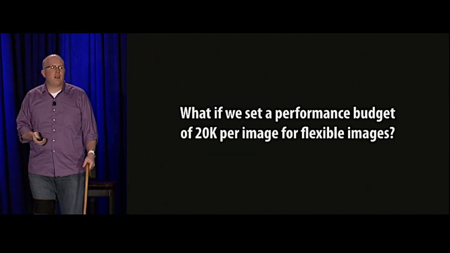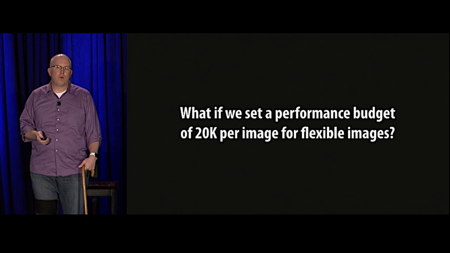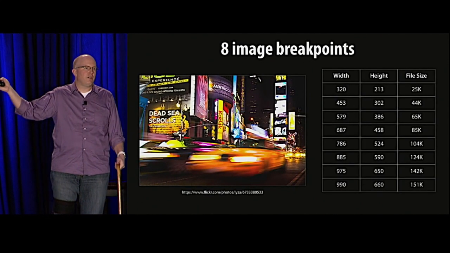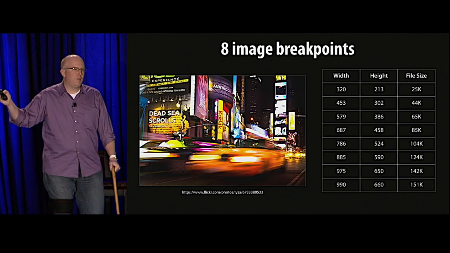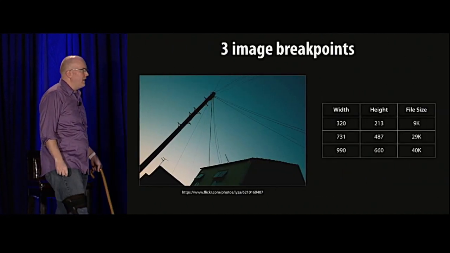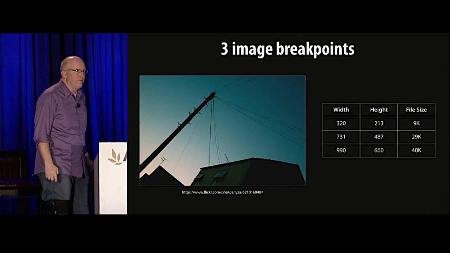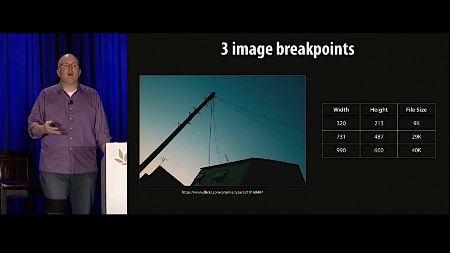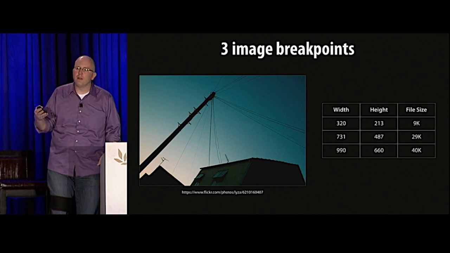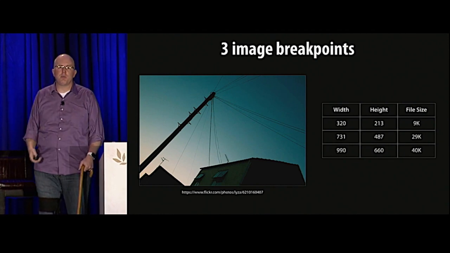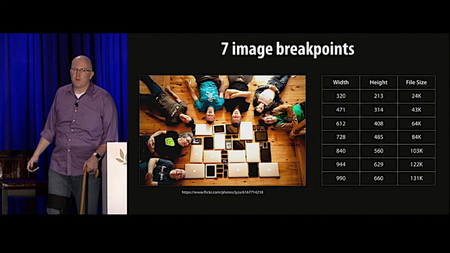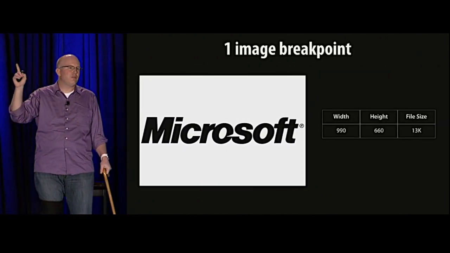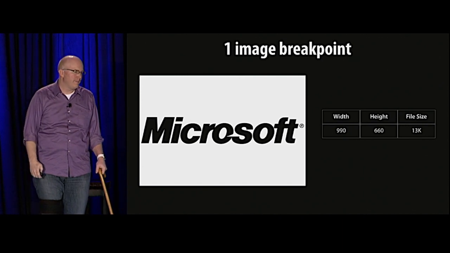So what if we set a 20K budget for flexible images? Well, this image, with all this visual diversity, would have 8 image breakpoints. And this image would have 3. Same JPEG quality settings, everything else. This is a lot of the stuff that Laura was talking about this morning in terms of the way in which images compress. This image, 7 image breakpoints. This one, just 1, because it's only 13K and we've got a 20K budget.